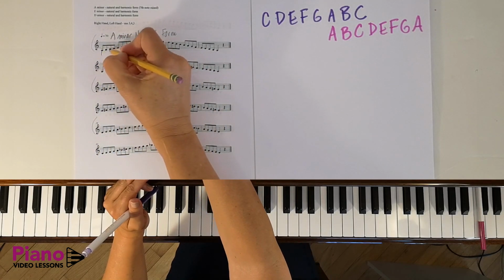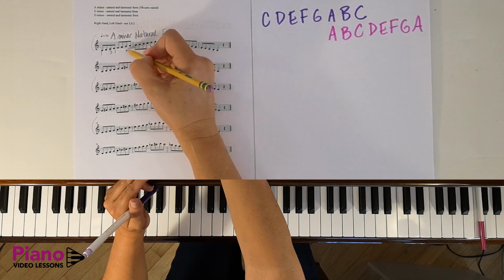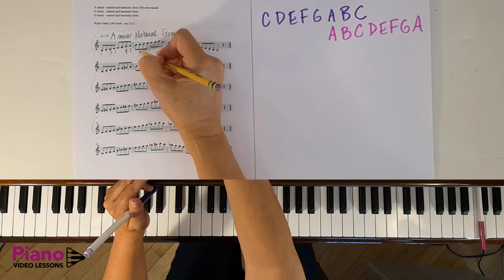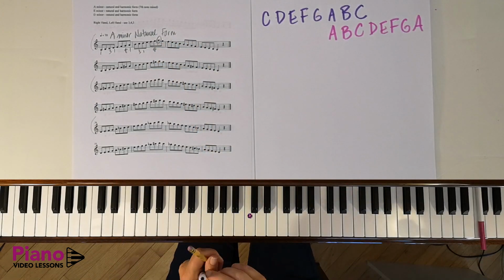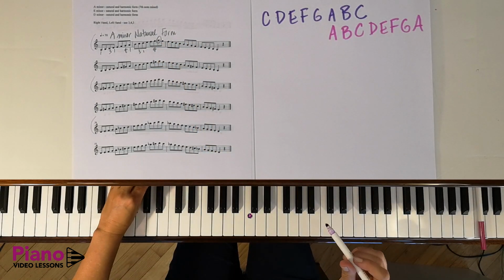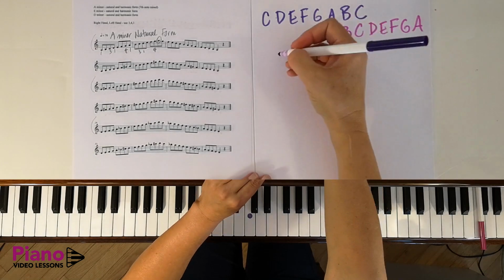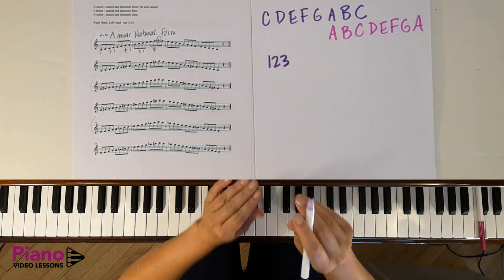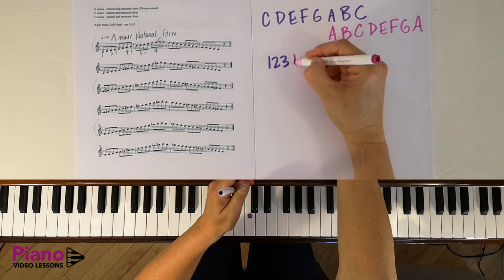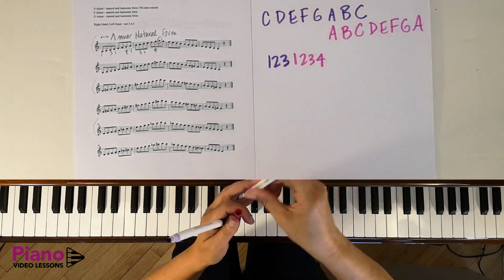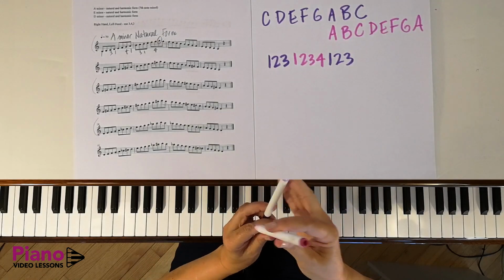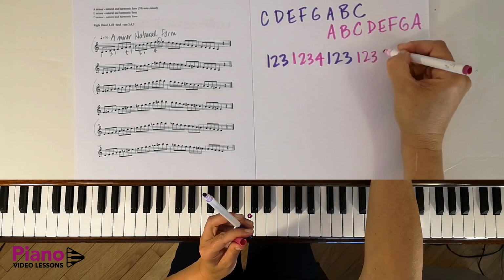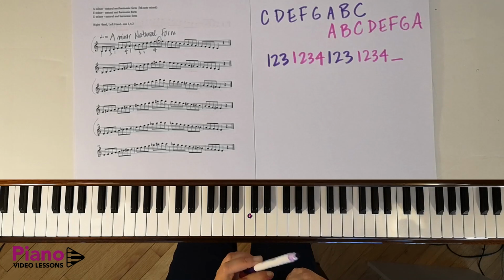So we're going to play 1, 2, 3, and then 1, 2, 3, 4, and then 1, 2, 3, 1, 2, 3, 4, and then our top note will finish with finger 5. So the fingering pattern for that again was 1, 2, 3, and then 1, 2, 3, 4, and then 1, 2, 3, 1, 2, 3, 4, and finish with your top note. You can continue this pattern if you want to play more octaves.